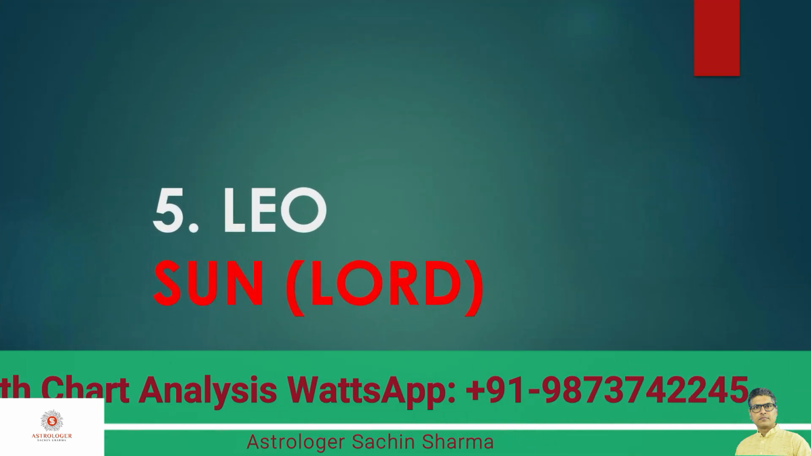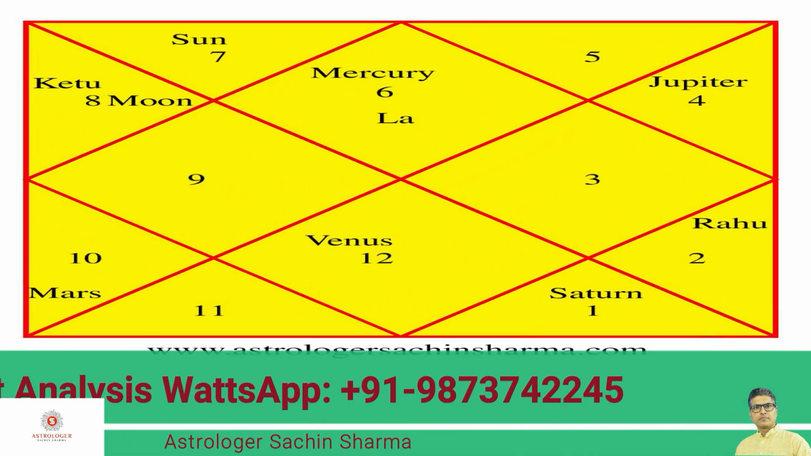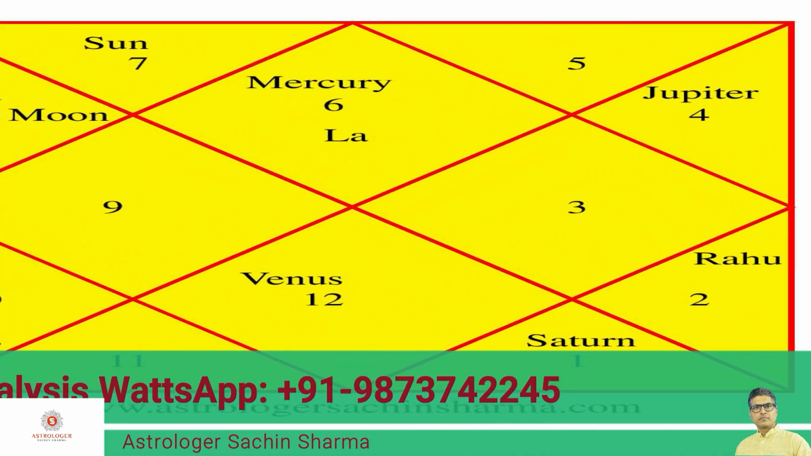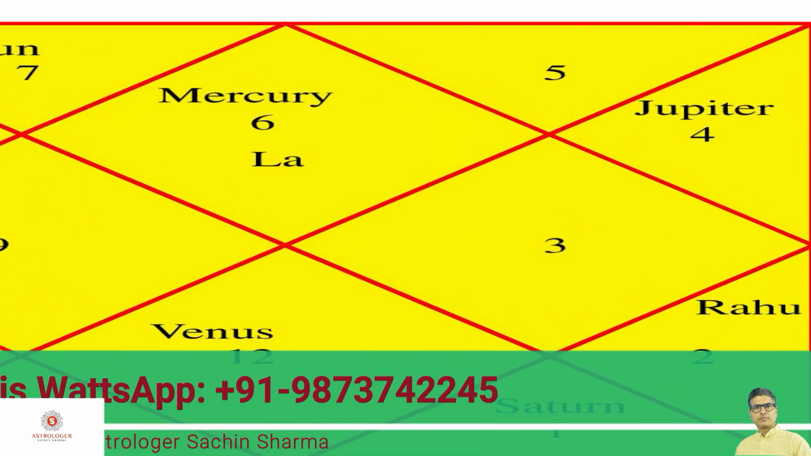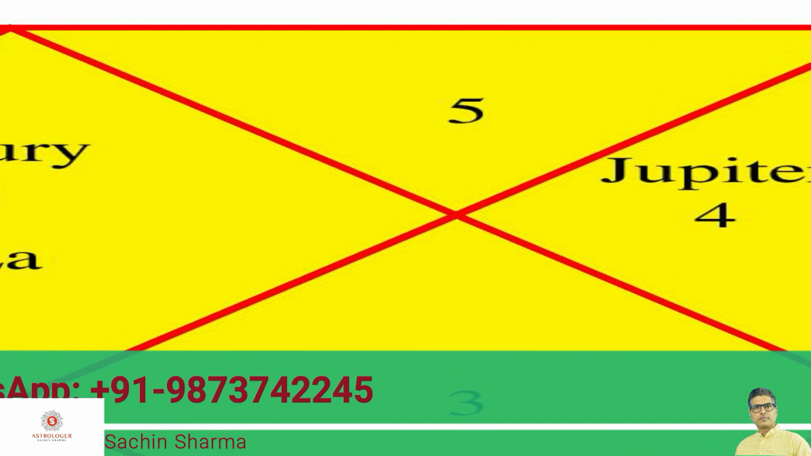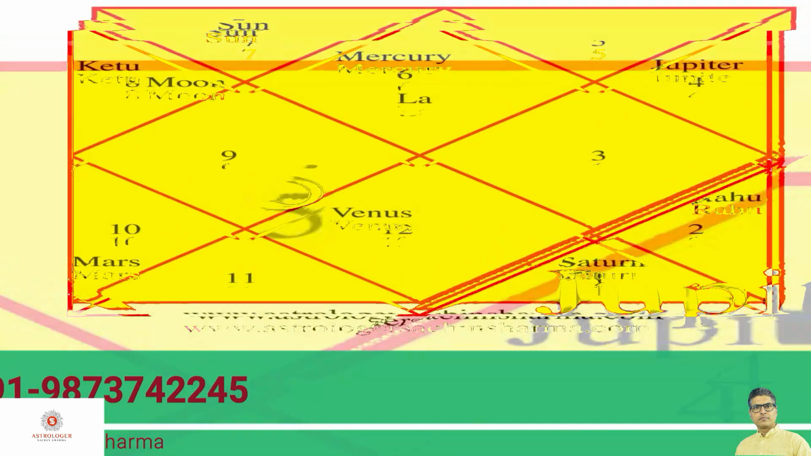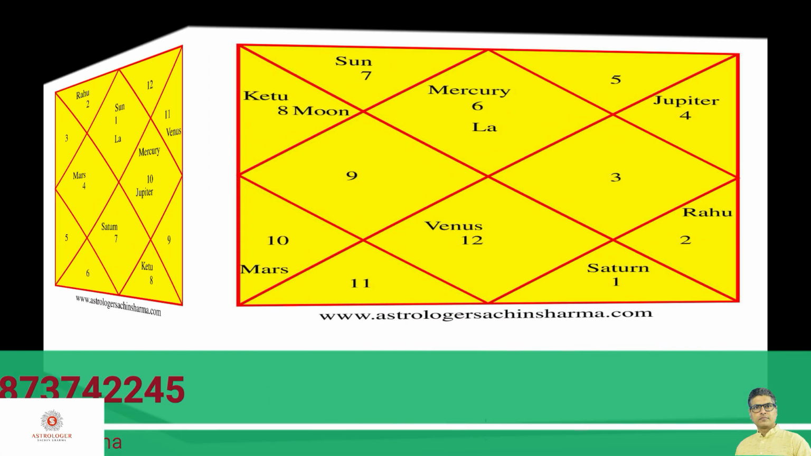Let us understand this concept practically in a birth chart. Here number 5 is written in the 12th house of the birth chart and number 5 belongs to Leo, and Lord of this house is Sun, as Leo belongs to Sun, and hence we can say the Lord of 12th house is Sun. Let us take another example here.